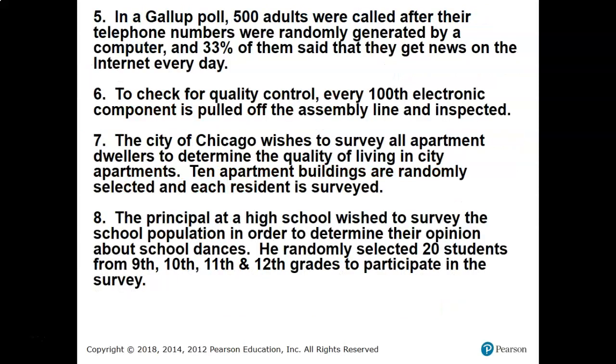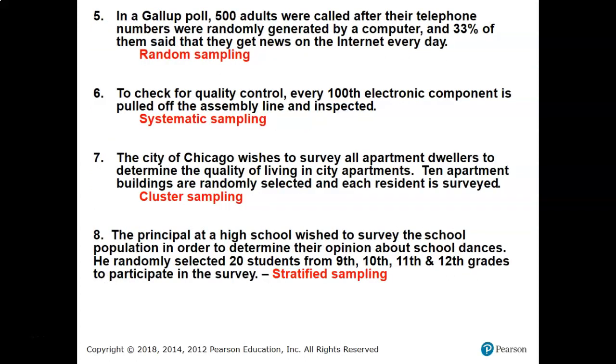Okay, here are 4 more to try. Okay, and the first one, that would be a random sample because the people being contacted were randomly selected by the computer. Number 6, we've got every 100th electrical component pulled off the assembly line, so that would be systematic. 7, we're talking about apartment dwellers, and 10 are randomly selected, and then each resident is surveyed, so that would be cluster sampling. And then number 8, the principal selects 20 students from 9th, 10th, 11th, and 12th grades. So that would be stratified sampling.